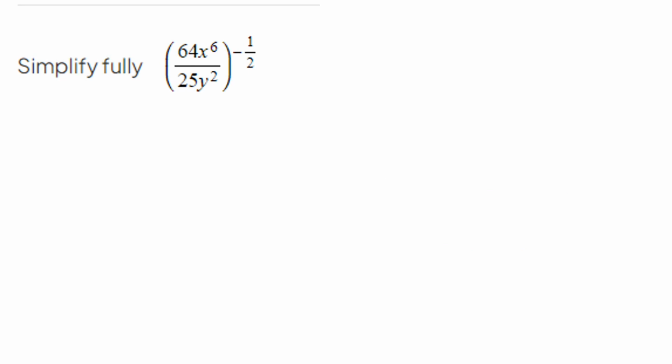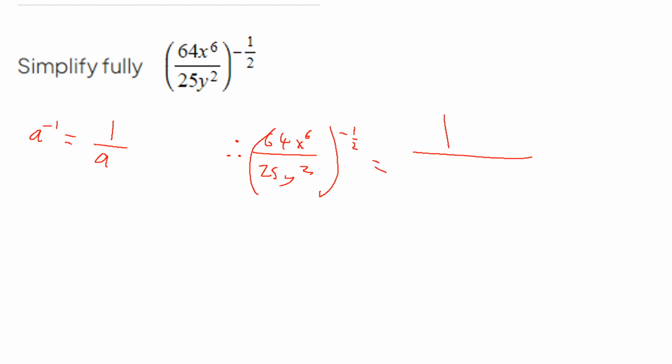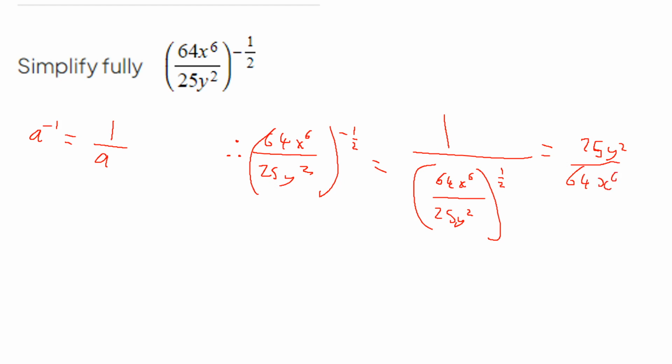Well, remember what we learnt about laws of indices? A to the inverse is simply going to be 1 over A. So therefore, 64x to the 6 over 25y squared, all to the inverse half, is just going to be 1 over all of that, so 64x to the 6 all over 25y squared to the half, which is the same as just flipping that over, which is 25y squared all over 64x to the 6.